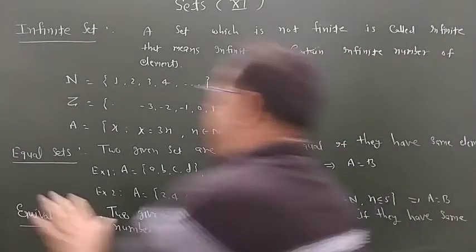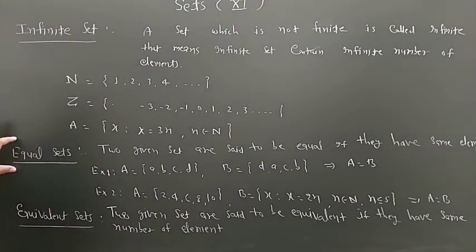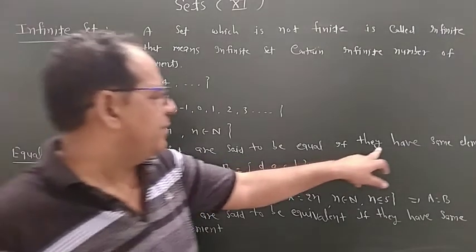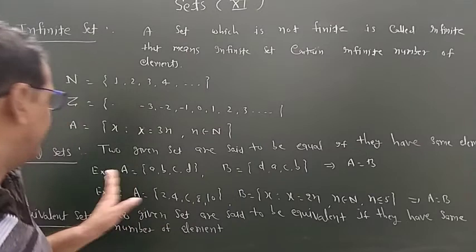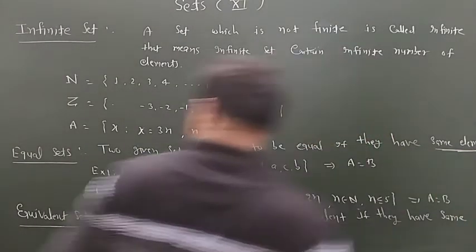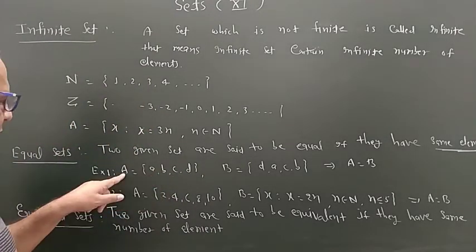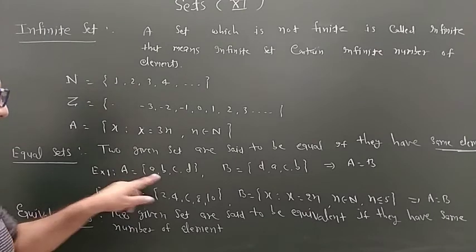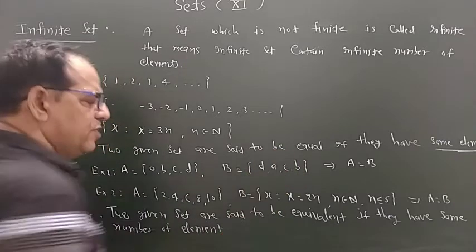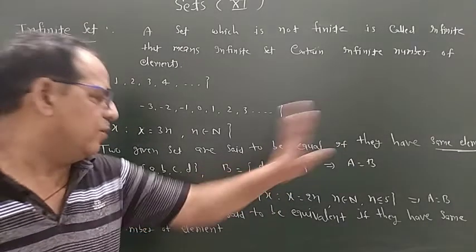Now next definition is equal sets. Which type of sets are called equal sets? Two given sets are said to be equal if they have the same elements. For example, A equal to {a, b, c, d}. Here the set A is given, a, b, c, d. Second set B is {d, a, c, b}. Order is changed, there is no problem, but elements are the same in both the sets. So A is equal to B.